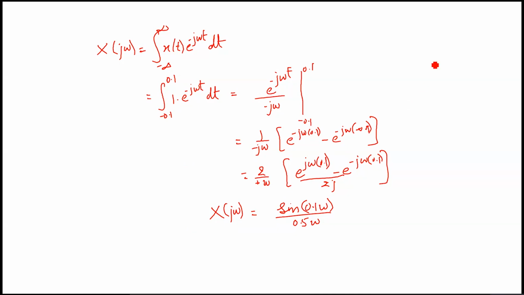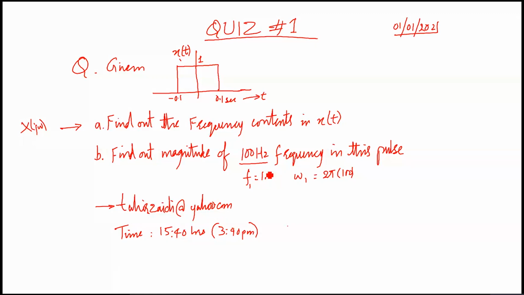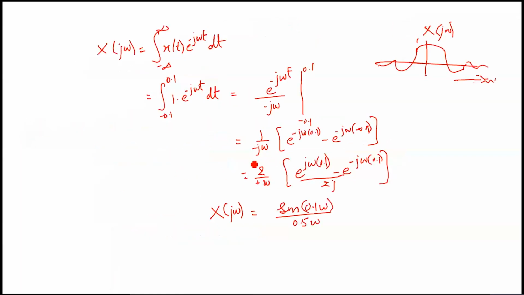And we know that if you want to plot this, it is just going to be a sinc. This is a sinc. X(jω) against ω is going to give you a sinc value, and this will be 1 and all that. Okay, so the second part said to find the frequency magnitude of the 100 Hertz frequency. This was something that we need to find out.